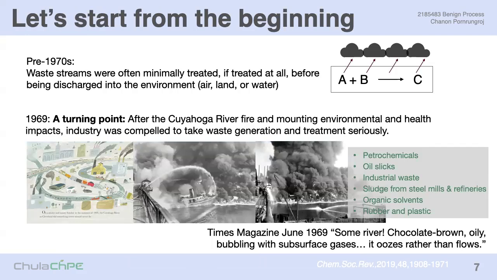As chemical engineers, we are good at converting long chain hydrocarbons to different kinds of products. And so far, the industry before 1970 was driven heavily by the end product. We want A plus B equals C, and we want C so much that we don't really care about what comes after it or before it.